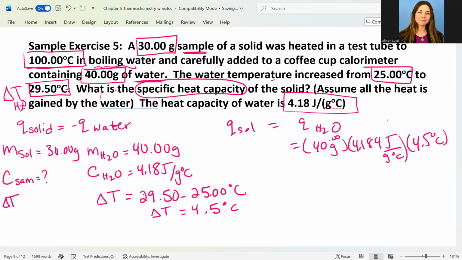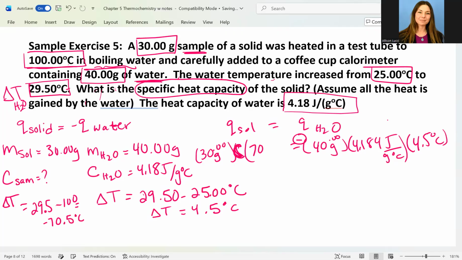And then over here, my Q for my solid, remembering that this would be negative here, almost forgot that. We have our 30 grams of our solid times our unknown specific heat capacity, so C, and then times our delta T. So for our solid, the delta T, we started at 100 degrees Celsius, so that's my initial temperature, and my final temperature is going to be the same for both the solid and the water. So that's going to be 29.5 minus 100, so my delta T is going to be negative 70.5.